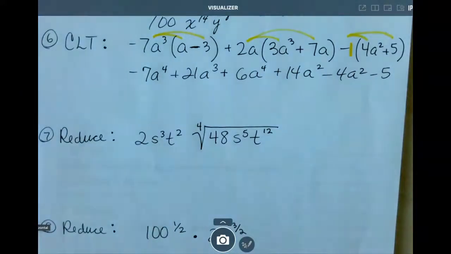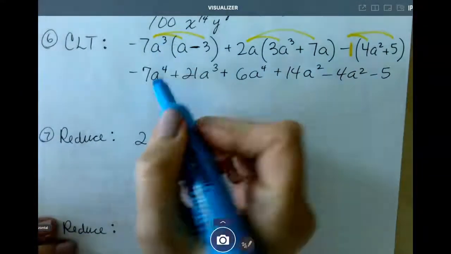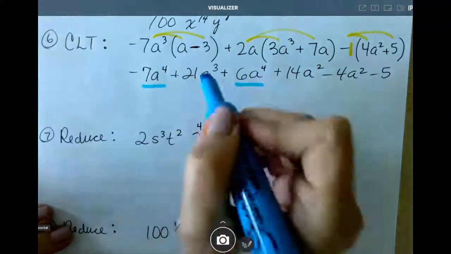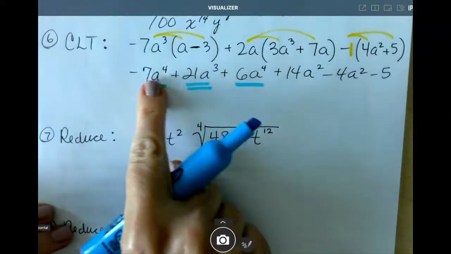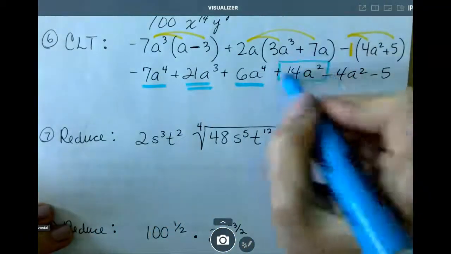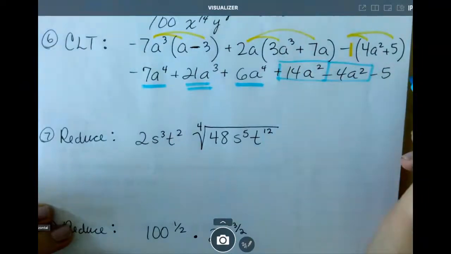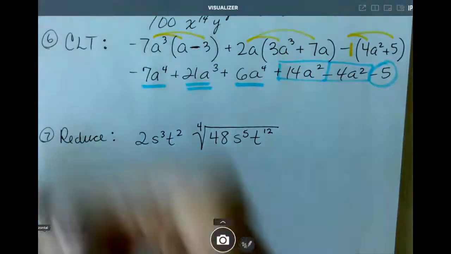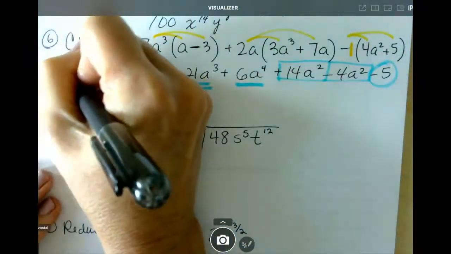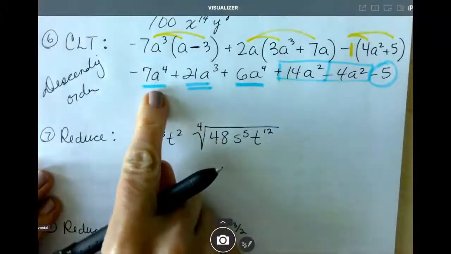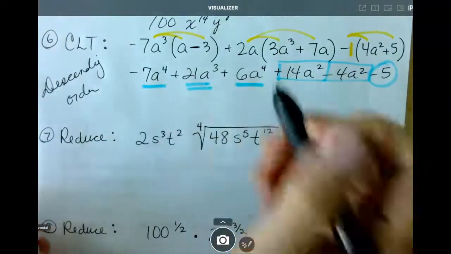Once again, let's find the like terms. There's an x to the fourth. There's an x to the fourth. There's an x cubed. There are no other x cubes. Here we have an a squared and another a squared and a constant. Remember to put your answer in descending order. Always start with the largest exponent and then go down from there.